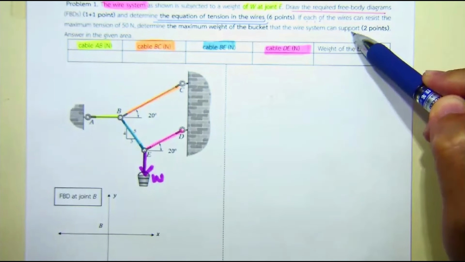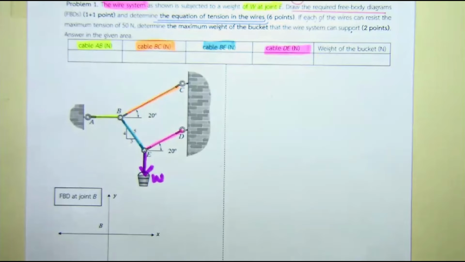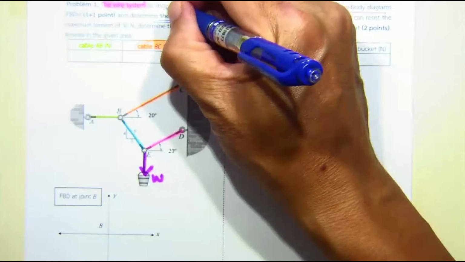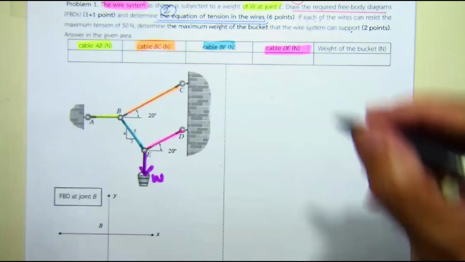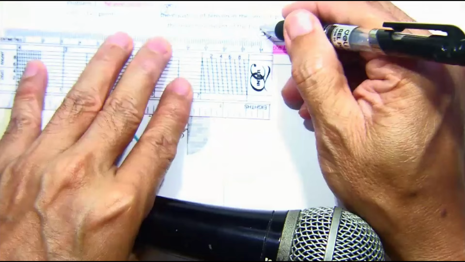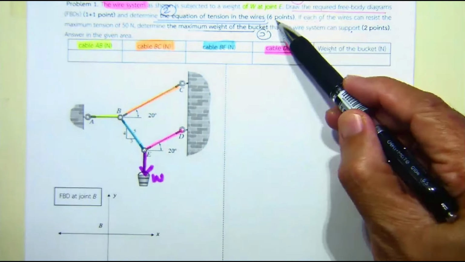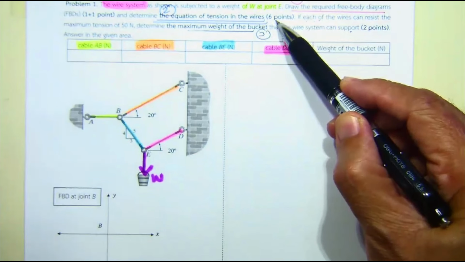So the first step is this one, the second step is this one, and then in the third step we determine the maximum weight of the bucket, okay? Only the first and second steps are already 8 points, if you can do so.